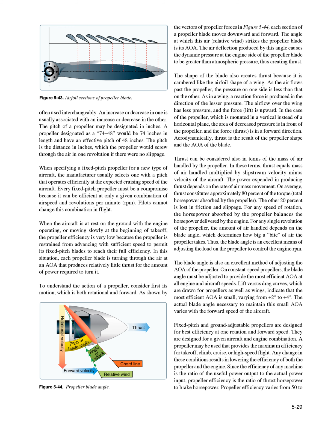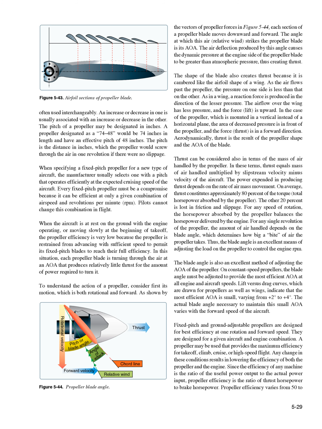The shape of the blade also creates thrust because it is cambered like the airfoil shape of a wing. As the air flows past the propeller, the pressure on one side is less than that on the other. As in a wing, a reaction force is produced in the direction of the lesser pressure. The airflow over the wing has less pressure, and the force, lift, is upward.